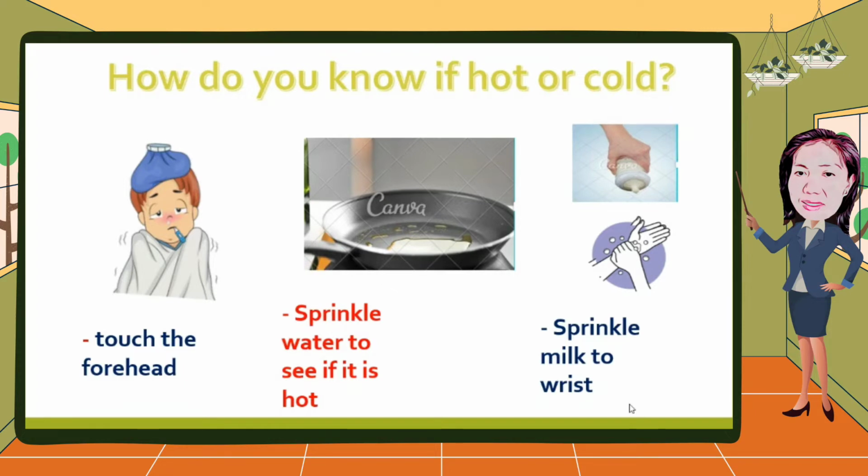Another picture showing the frying pan with oil. So to test the hotness without using thermometer, we can test that by sprinkling the water on the oil to see if it is enough for us to start frying anything. Okay, and the third picture shows the baby bottle with milk. And to test the hotness and coldness of this, maybe we can drop some amount of milk on our wrist.